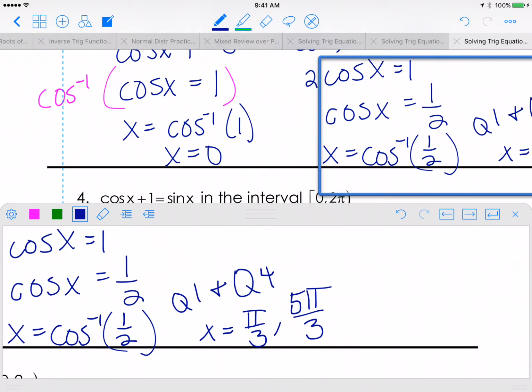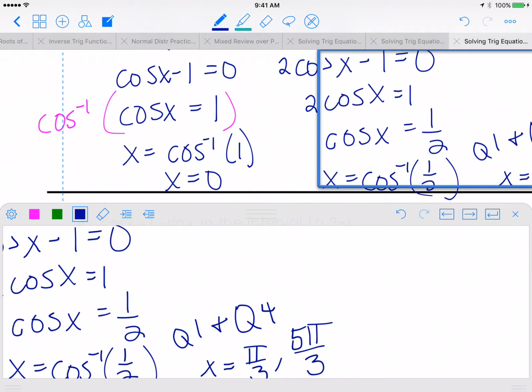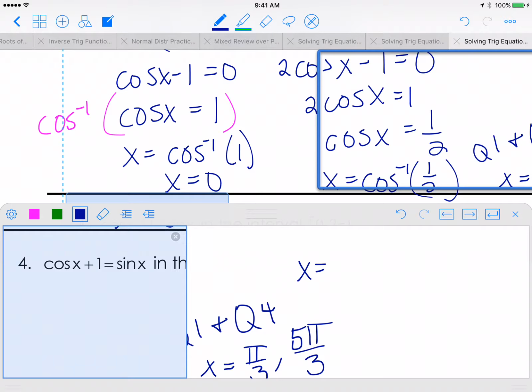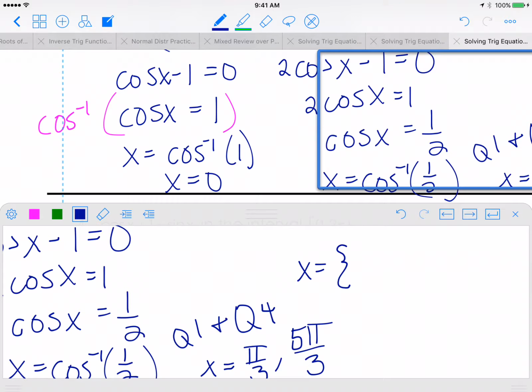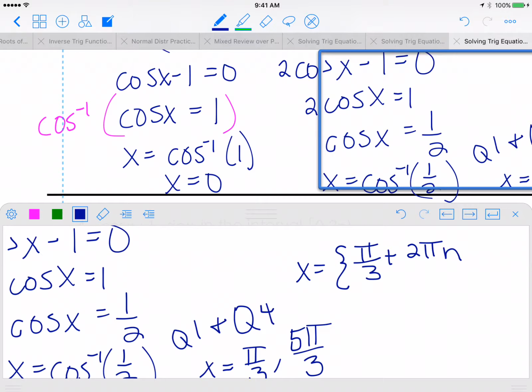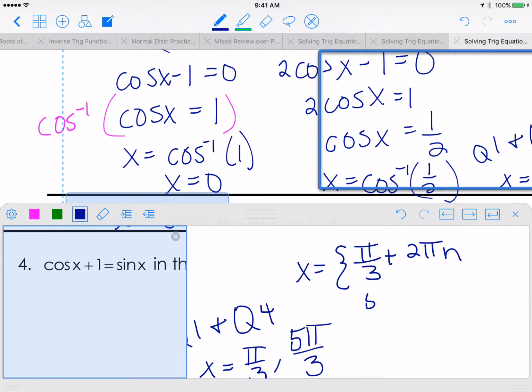So let's say we want to do the general form on this one. So this would be pi over 3 plus 2 pi n. That says we're going to keep taking around our circles, keep walking around, and then 5 pi over 3 plus 2 pi n. And there we have our answer. Done.